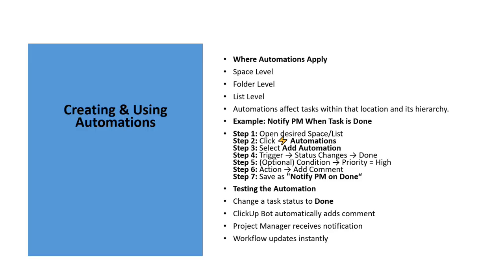Optionally, we can add a condition. For example, we may want the automation to run only for high priority tasks. Next, we define the action. In this example, we choose Add Comment and enter a message such as "Task marked as done, please review." Finally, save the automation with a descriptive name such as Notify PM on Done.